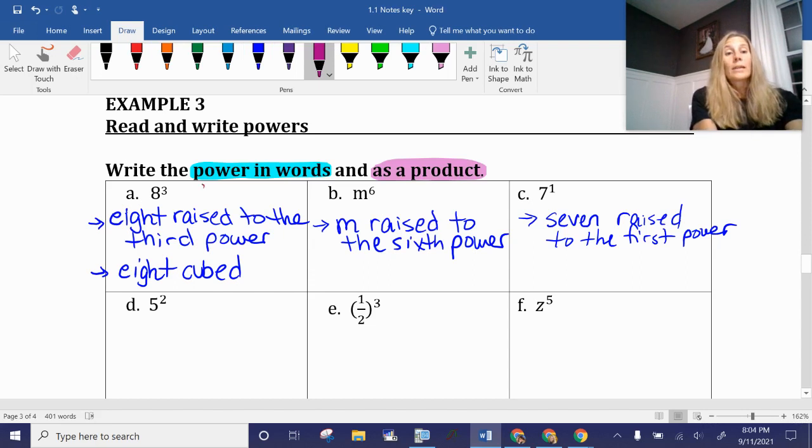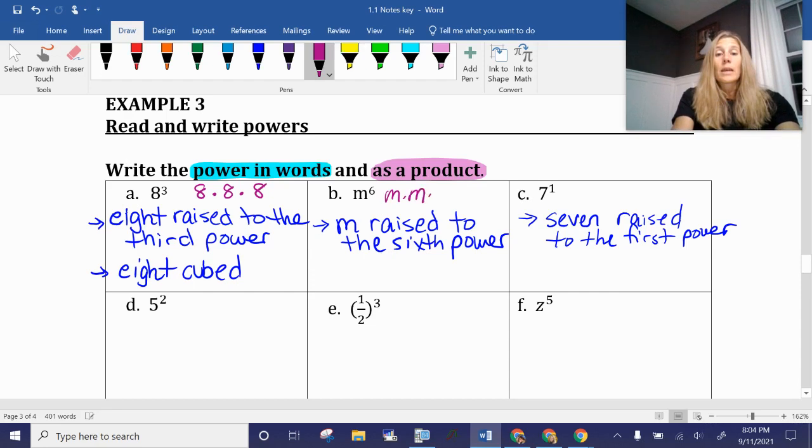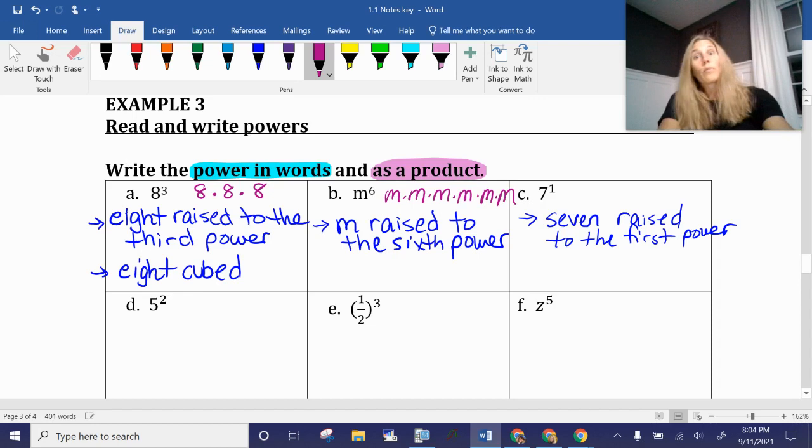Now, if I were to write these out as products, that's what's being multiplied. So for A, it's going to be 8 times 8 times 8, or 8 multiplied by itself 3 times. For B, we have M times M times M times M times M times M, or M multiplied by itself 6 times. And for C, this one can get a little tricky. You're taking the 7 and you're multiplying it by itself once, which just means you just have a 7. So sometimes people think it's going to be 7 times 7 because it's being multiplied by itself, but it's just the 1 7, so you don't have to do anything else.